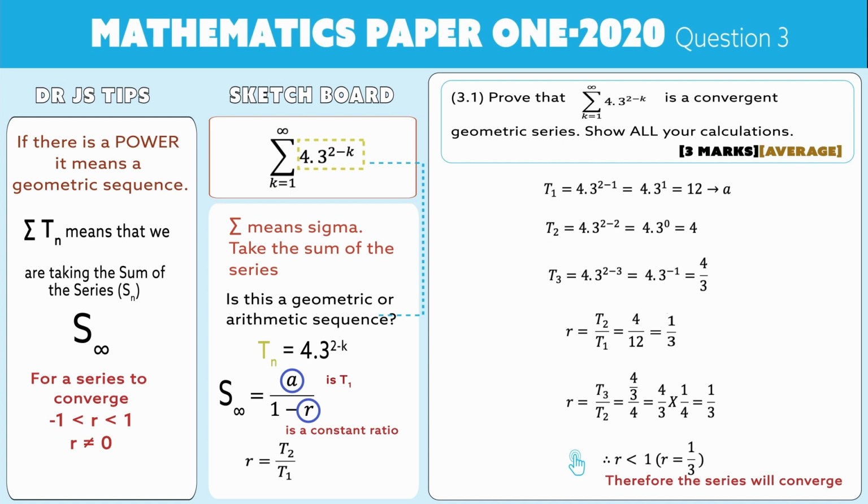Okay, that's the first part done. Quite nicely, we've got our ratio as a third. That was for 3 marks.